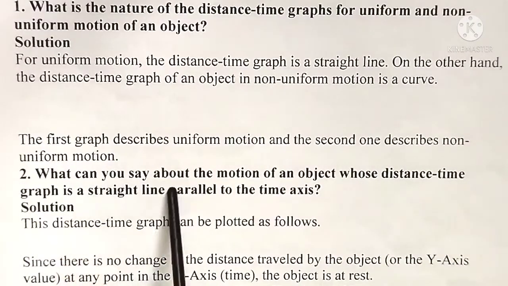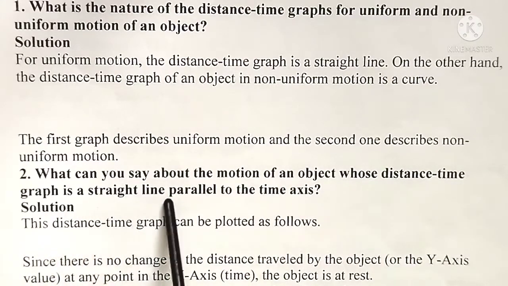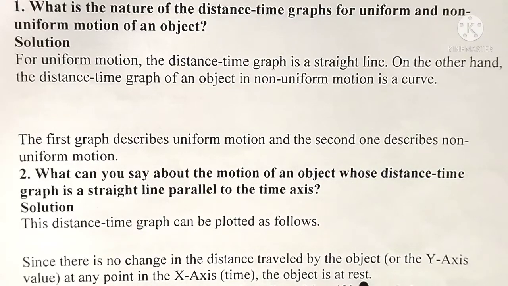What can you say about the motion of an object whose distance time graph is a straight line parallel to the time axis? Solution, this distance time graph can be plotted as follows. Since there is no change in the distance traveled by the object, or the y-axis value at any point on the x-axis time, the object is at rest.